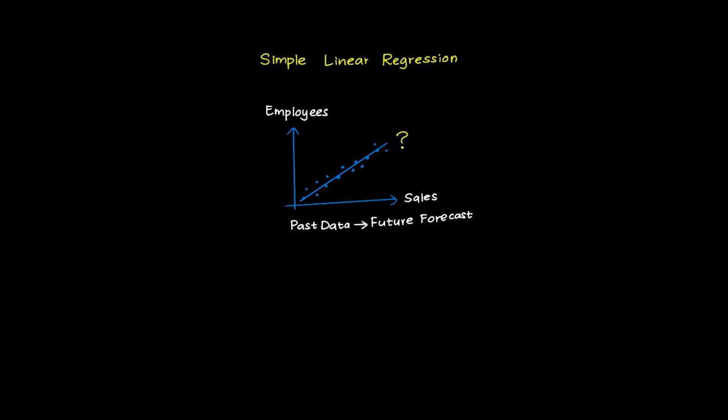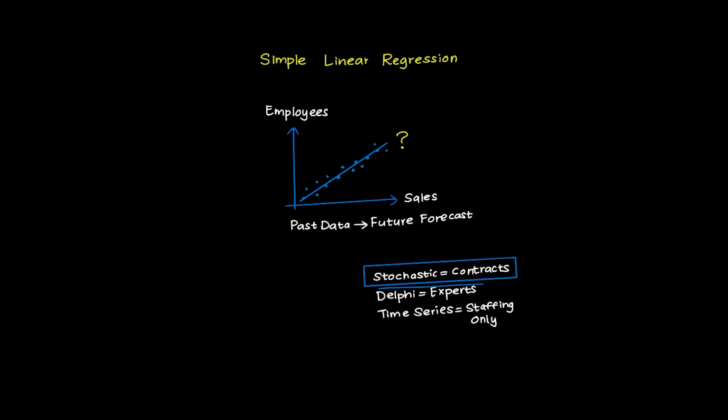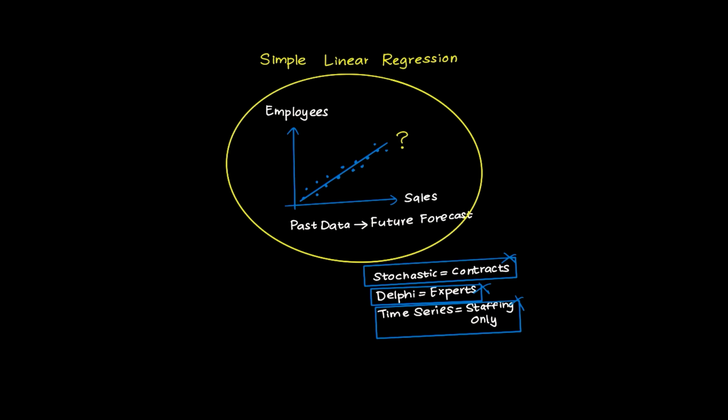Simple linear regression projects future HR needs based on the relationship between employment levels and another variable, like sales. You look at historical data, find the pattern, and extend it forward. If past data shows that for every million in sales you need 10 employees, you can forecast future staffing based on projected sales. Stochastic analysis deals with contract probabilities. Delphi uses expert opinions, not statistics. Time series analysis only looks at past staffing levels directly without connecting them to another variable. Linear regression specifically examines the relationship between two variables.